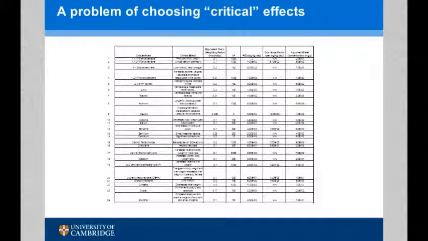So we might imagine a situation in which there's a critical effect, let's say a decreased body weight effect, and hepatotoxicity might be just right below that, but not quite the critical effect.